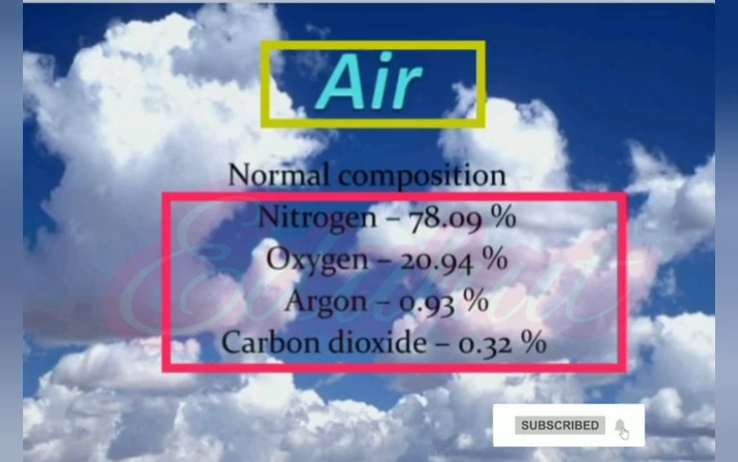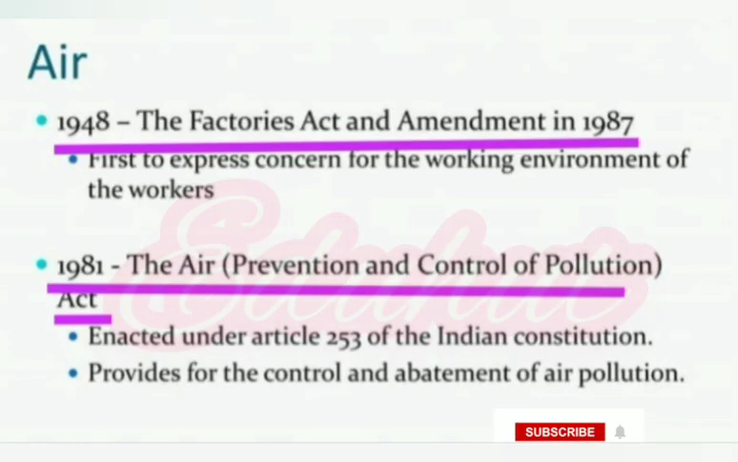The normal composition of air is nitrogen 78.9%, oxygen 20.94%, argon 0.93%, and carbon dioxide 0.32%. 1948, the Factories Act and Amendment in 1987. It is first to express concern for working environment of the workers.